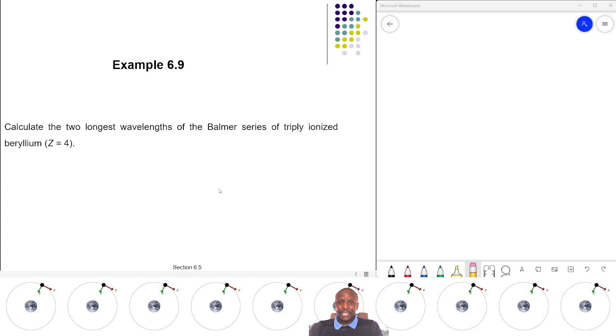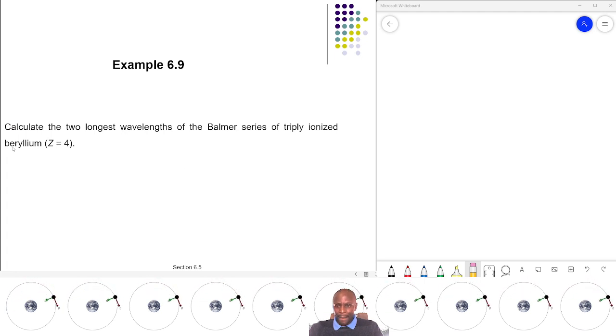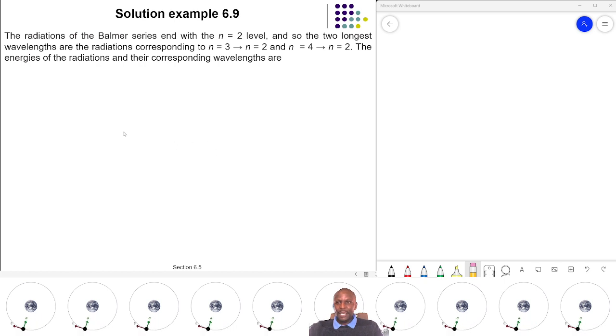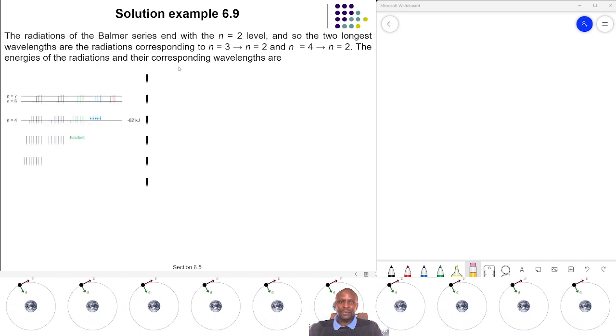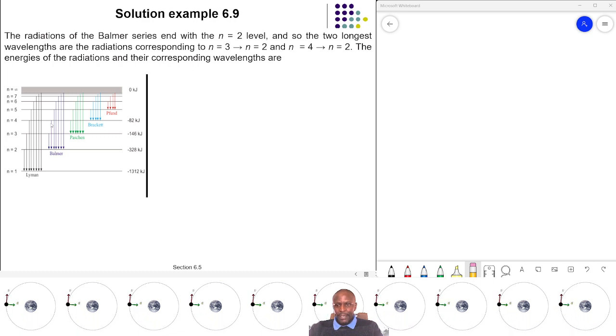Now let us also do example 6.9 to make sense of what we are doing. Calculate the two longest wavelengths of the Balmer series of triply ionized beryllium, Z equals 4. In this case, for the radiation of the Balmer series, I think you still remember that n for the Balmer series is n equals 2. And so the two longest wavelengths are the radiation corresponding to n equals 3 to n equals 2, and n equals 4 to n equals 2.